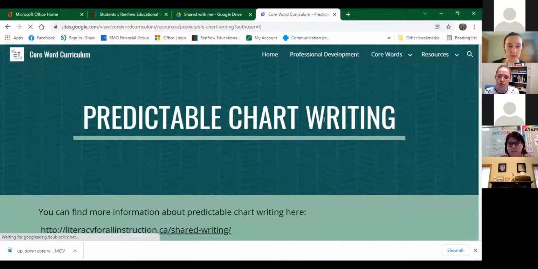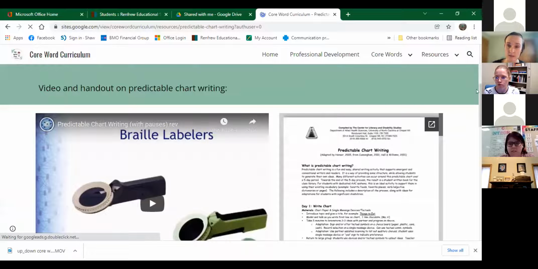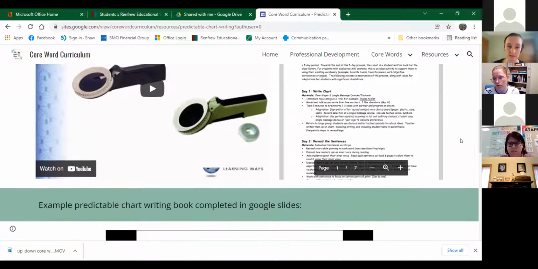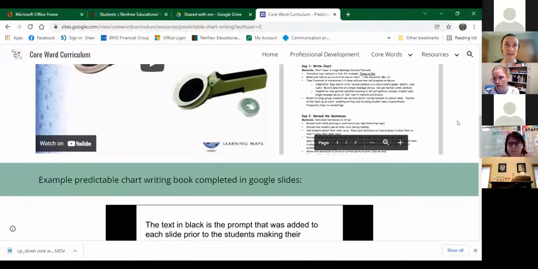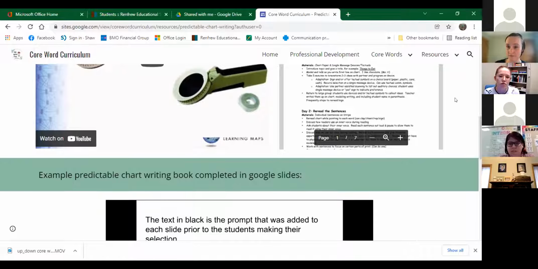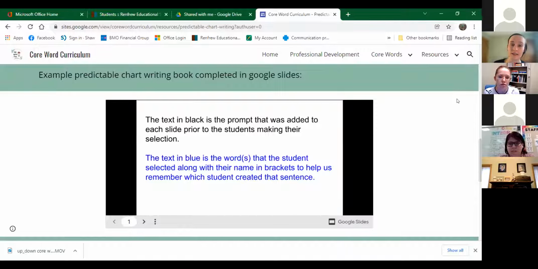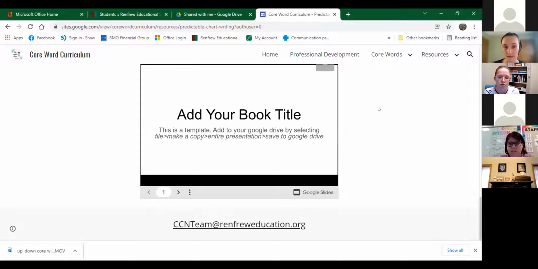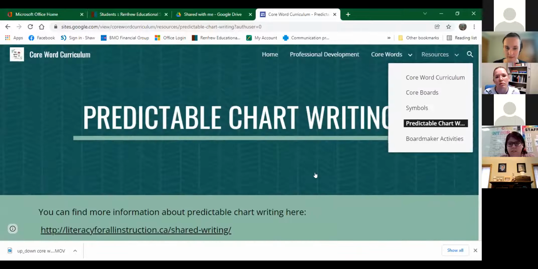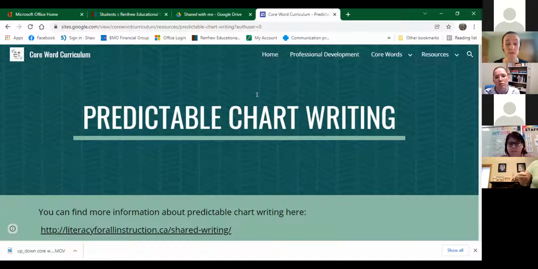There's some more information about predictable chart writing in here as well, which is a really lovely literacy activity that can be done honestly in any kind of classroom. You get to build a book together and then read it together and reread it and be authors. And it's just a lovely little literacy activity that's really inclusive for students with complex communication needs.